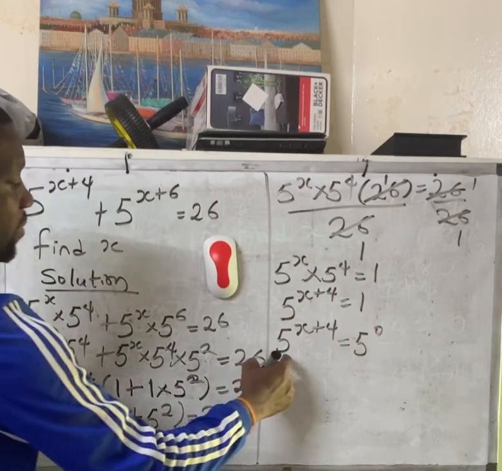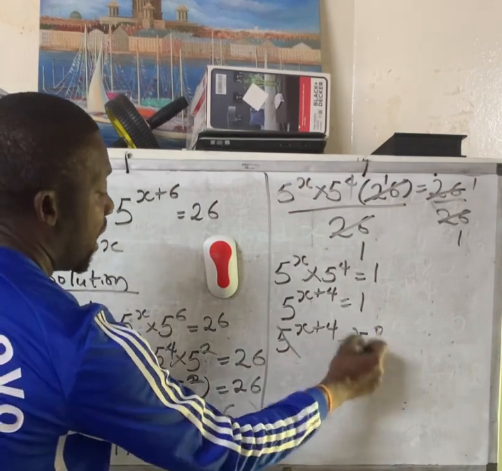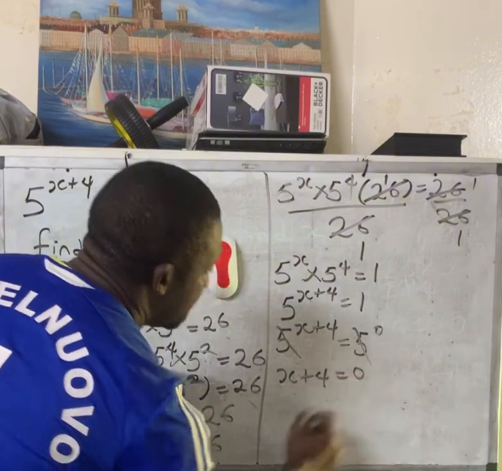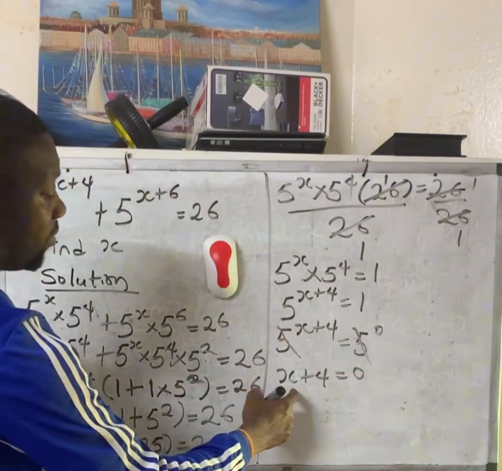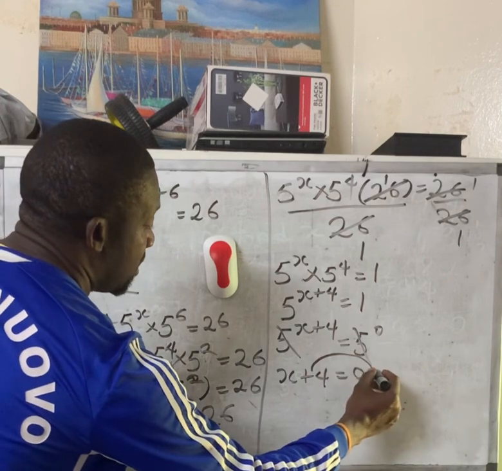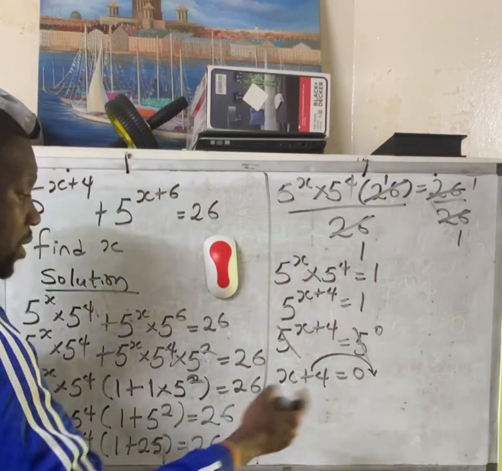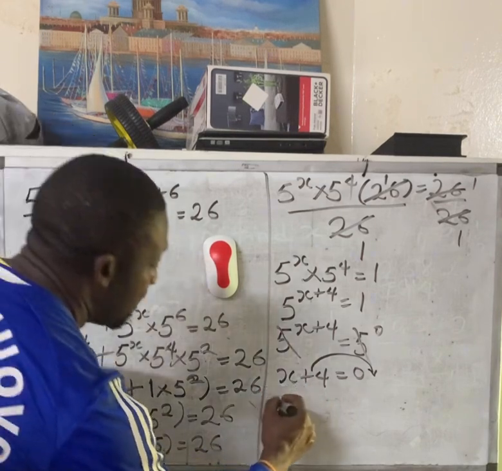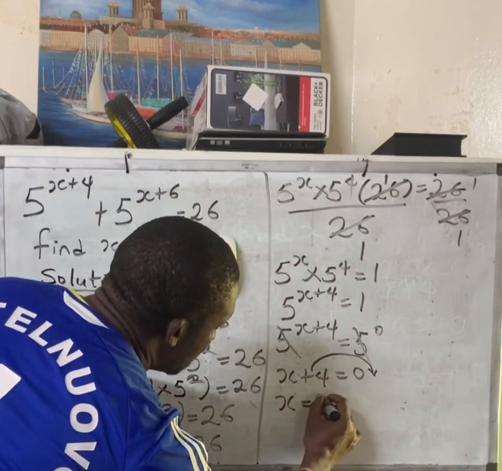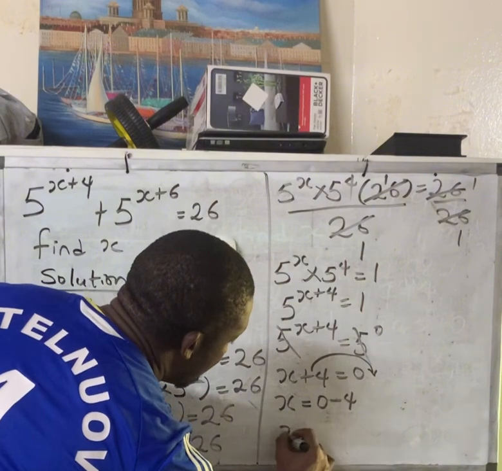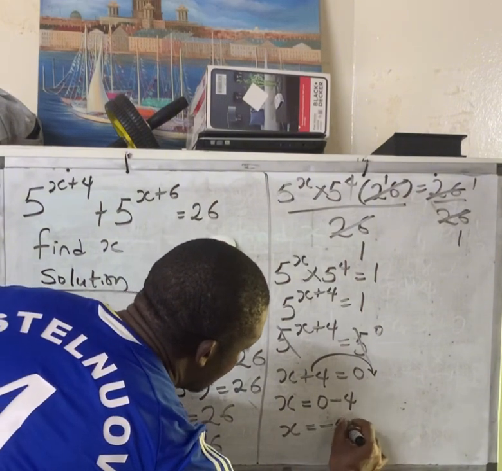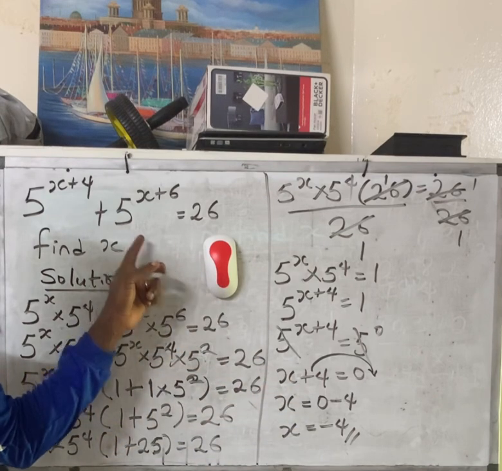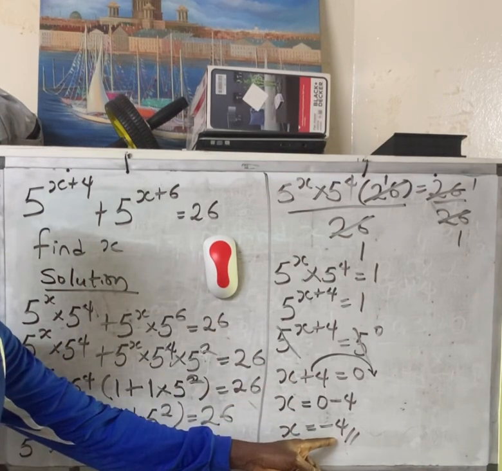All right, now we have the same base, so we are going to equate the power. We can cancel out the base. So we are left with x plus 4 is equal to 0. To get the value of x, we'll take 4 across the equal sign to the other side of the equation, and this changes the positive sign to negative. So we have x is equal to 0 minus 4, which is x is equal to minus 4, and this is the final answer. So the value of x that satisfies this equation is minus 4.